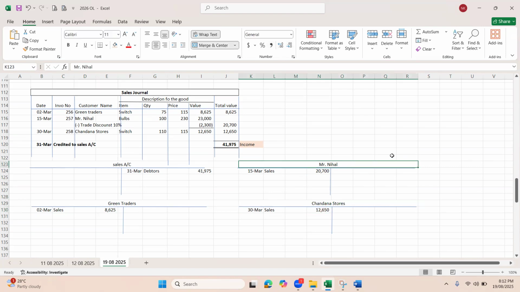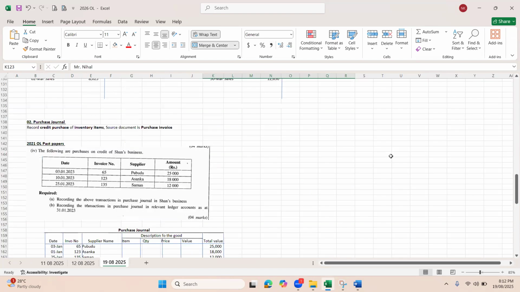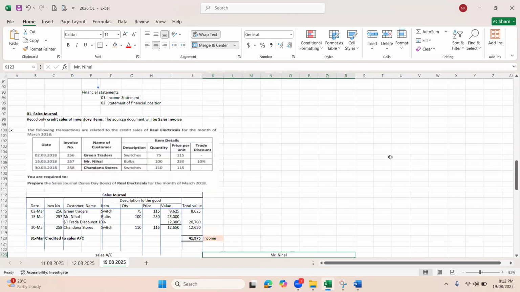Right? So we have learned two journals. Just to summarize what we learned now. One is the sales journal that we use to record the credit sales of inventory items. Credit sales of inventory items will be recorded in the sales journal. Then the double entry that we learned here: sales is an income, sales account credit, relevant debtor debit. Here the total of the sales journal came 41,975.